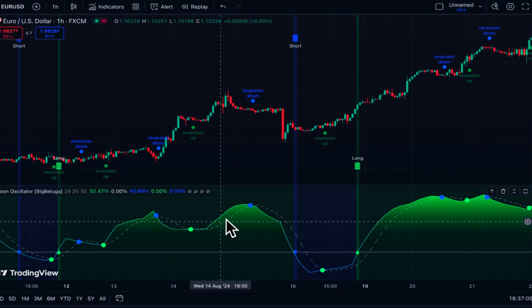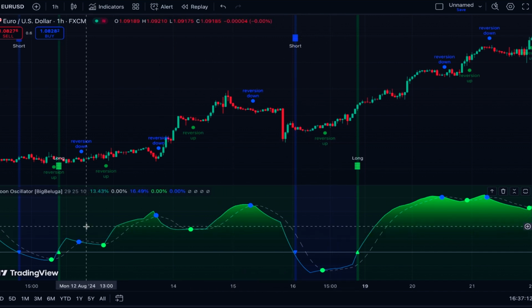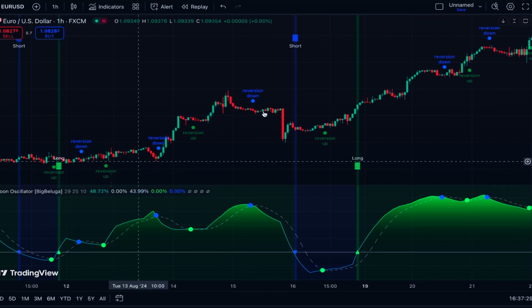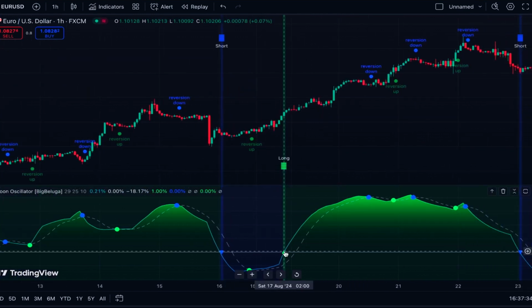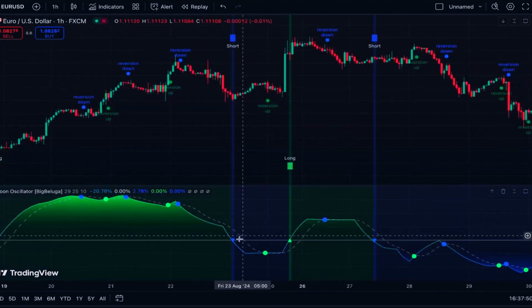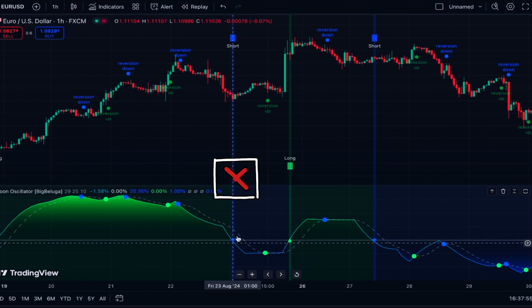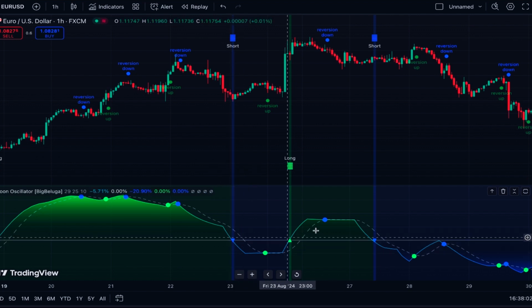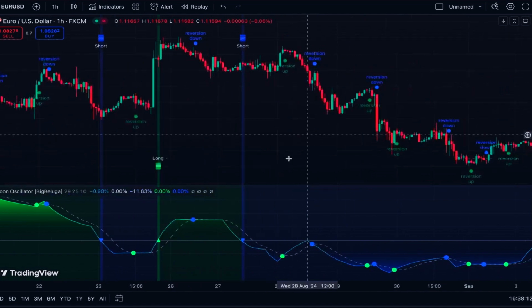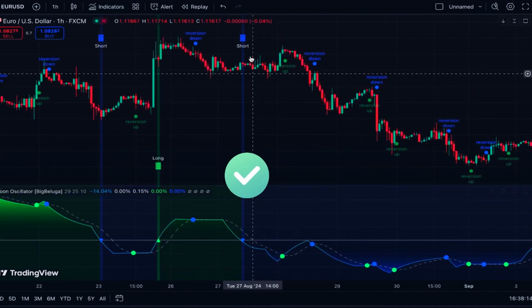Not every center line crossover is a good signal. For example, this upside crossover that we have here is a good signal for this uptrend, or for example this one here, also a good one. But look at this bearish crossover that we have here, not a good signal. Or the other one here, this is also a not good bearish signal, and this bullish crossover signal is also a false signal. And this bearish crossover that we have here, this one was a good signal.